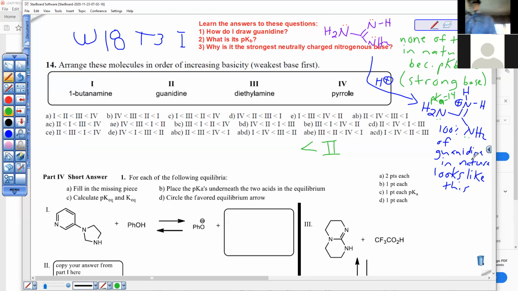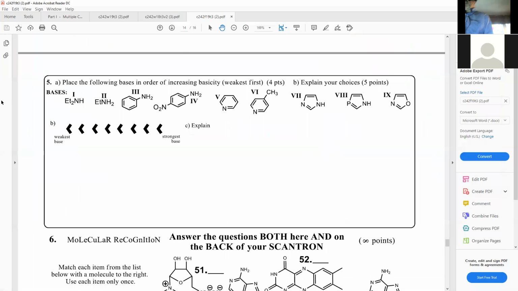Pyrrole, we learned, well, we're supposed to know what pyrrole is too. And that was on another cautionary list. Oh, what did I do there? I got to a test. Went to a different program, sorry.